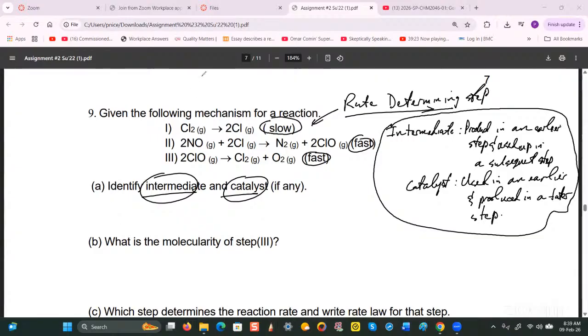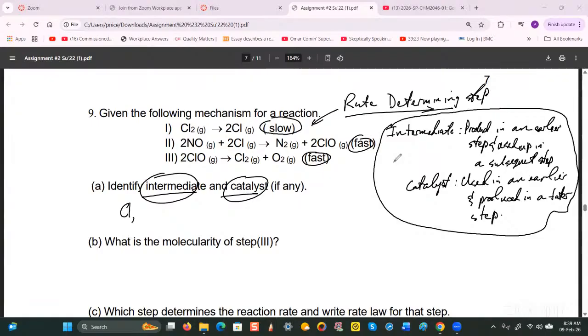The 2Cl. You can't just put Cl, you have to put 2Cl. That's one. And what's the other? Is there any other intermediate? Remember, the intermediate is produced in an earlier step and used in a second step.